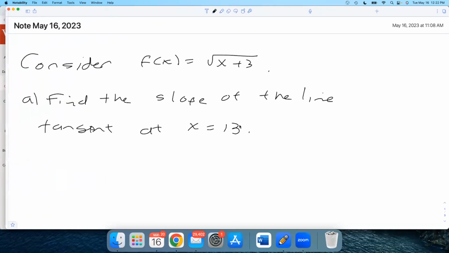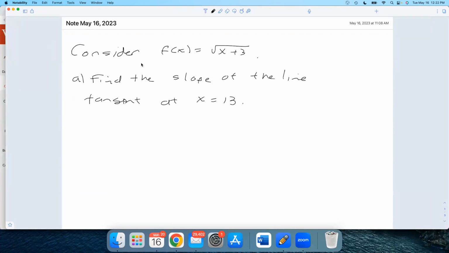Okay, we've got this function here. We're going to find the equation of a tangent line, and then we're going to find the equation of a perpendicular line or a normal line to our curve. So let's think about what this graph looks like real quick.